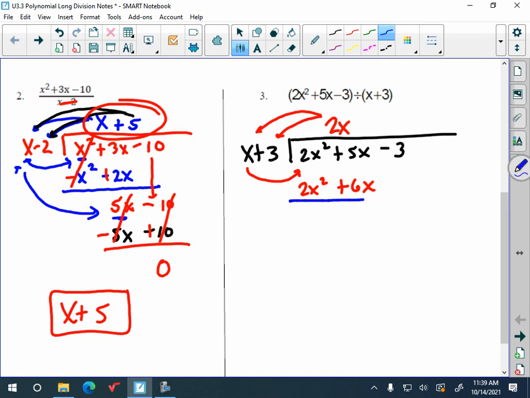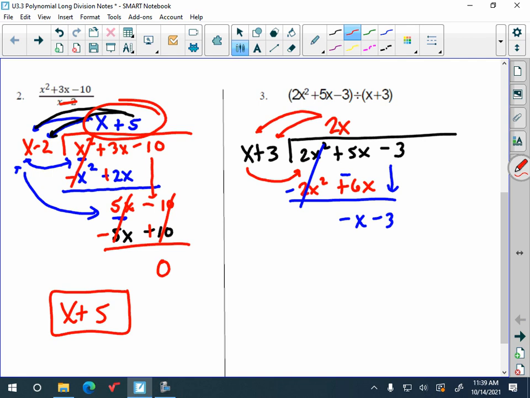We'll draw a line underneath, change both signs to their opposites, add down. First terms cancel. 5x plus negative 6x is negative 1x, or negative x. Bring down the minus 3.